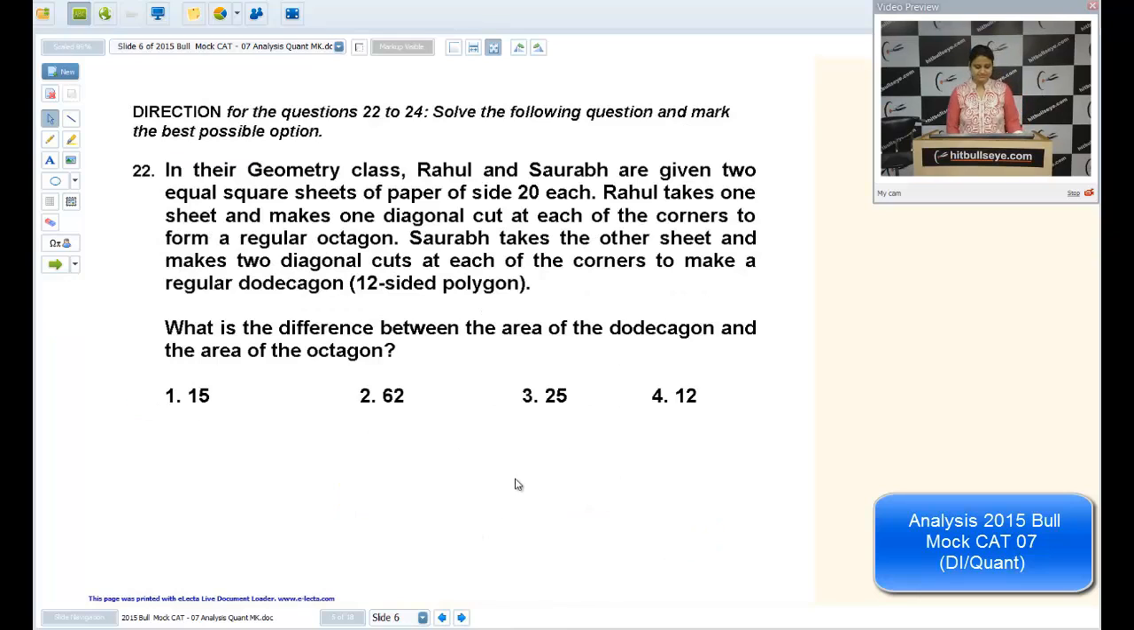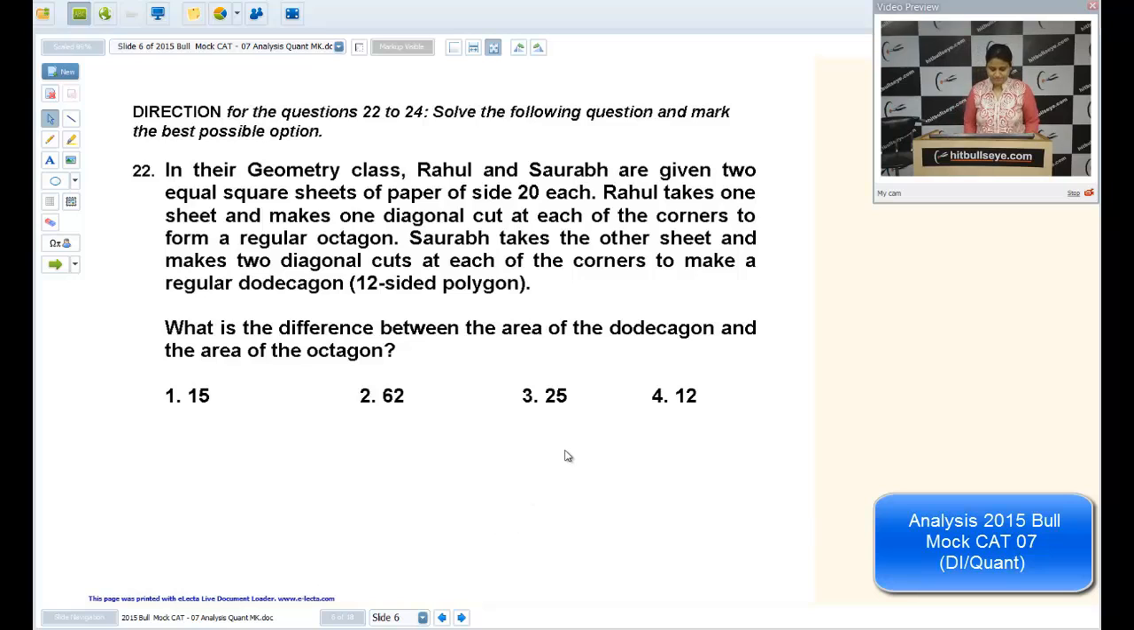Now come to this. It was a difficult question, a good question on geometry. Any problem in this? Question number 22. Any problem? Yes, of course, Neha. But you should concentrate on easy and medium level questions.